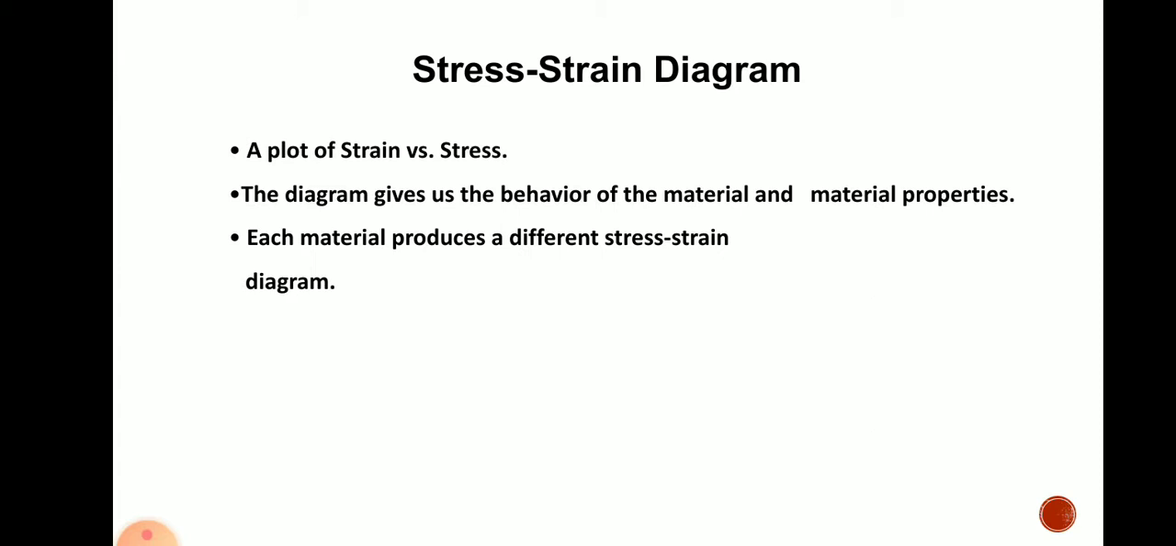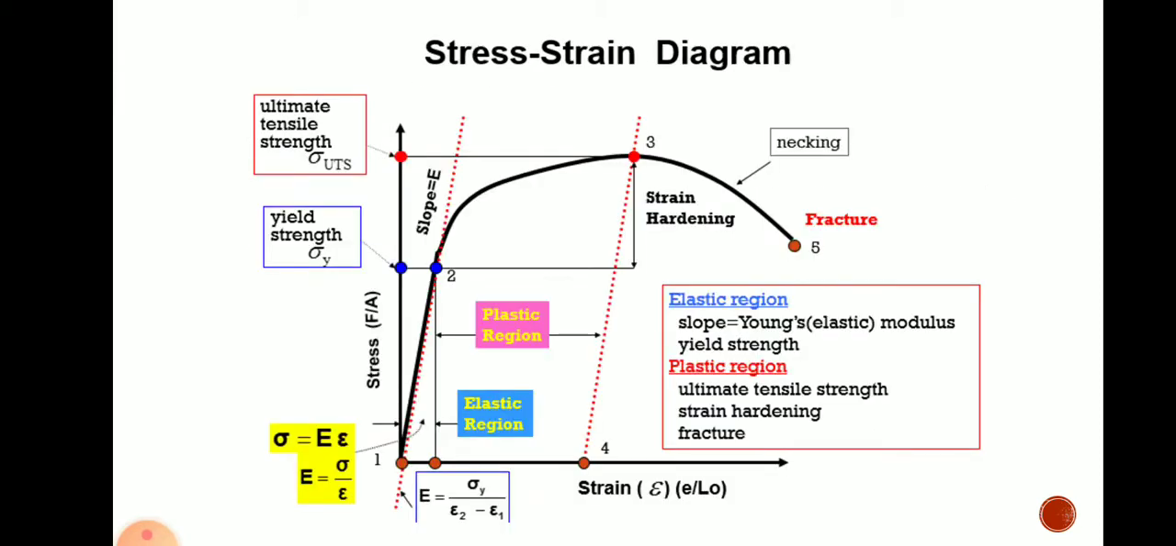Next, each material produces a different stress strain diagram. For a brittle material, it has a certain different stress strain diagram, and for a ductile material, it has another different stress strain diagram. Here, one of the stress strain diagrams for a ductile material is shown, in which you can observe on the x-axis strain, that is epsilon, and strain is equal to e upon L0. Here e is the elongation or change in length, divided by L0, the initial length. On the y-axis, stress is there, that is force upon cross sectional area, F upon A.